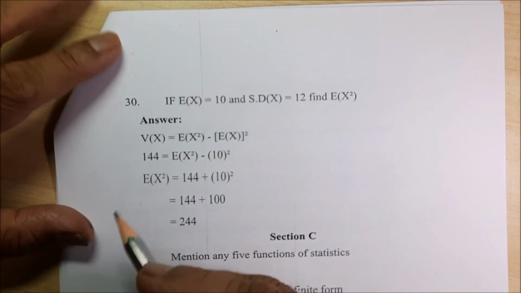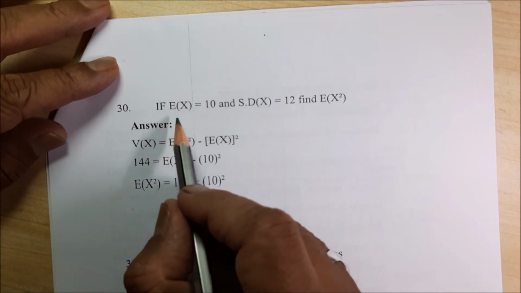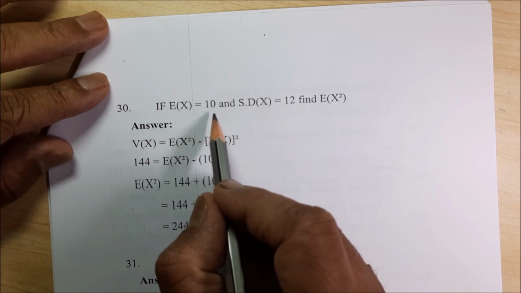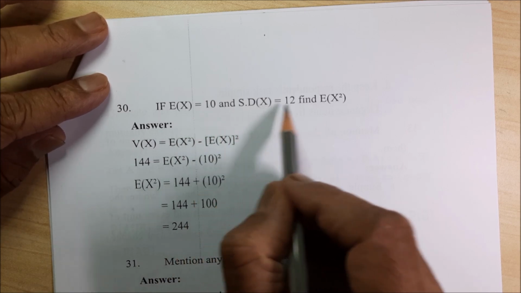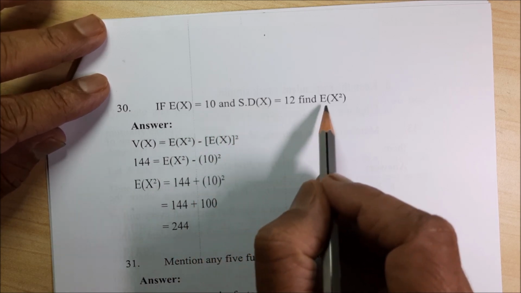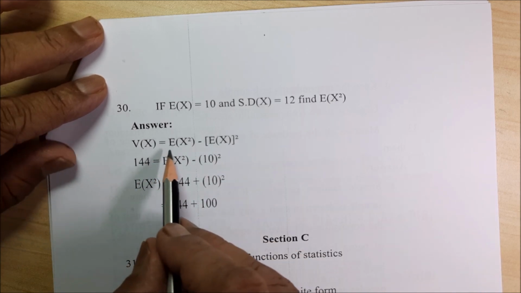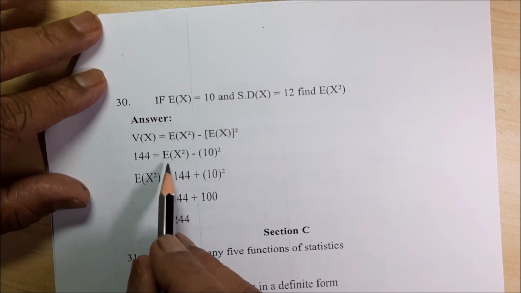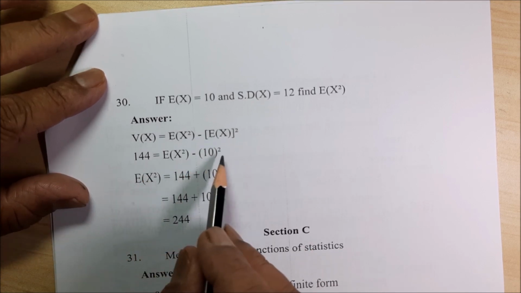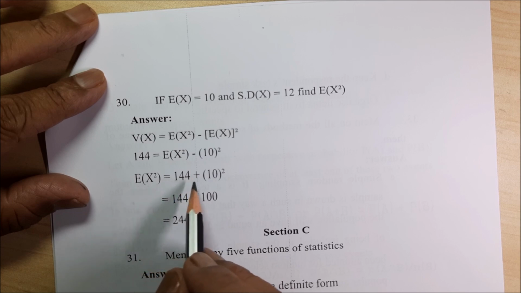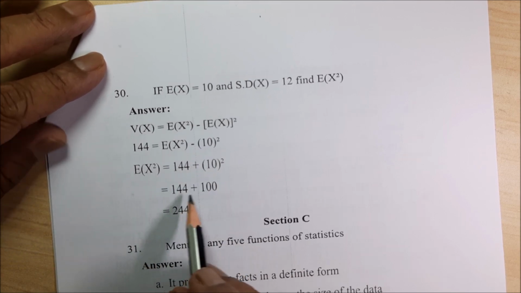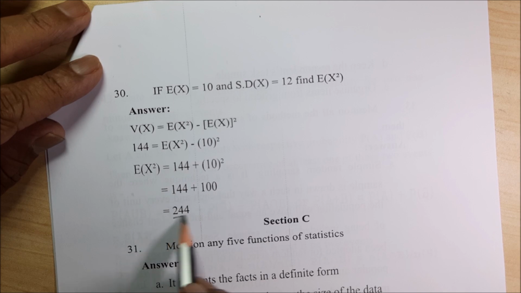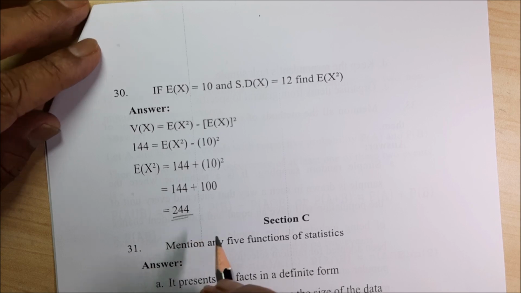Then 30th question, if E(x) is equal to 10 and SD of x is equal to 12, find E(x square). So variance is equal to E(x square) minus E(x) whole square. 144 is equal to E(x square) minus 10 whole square. E(x square) is equal to 144 plus 10 square, then 144 plus 100 is equal to 244. It is very simple, that is how we find out such things, right?